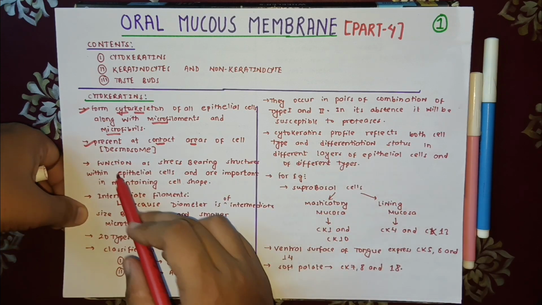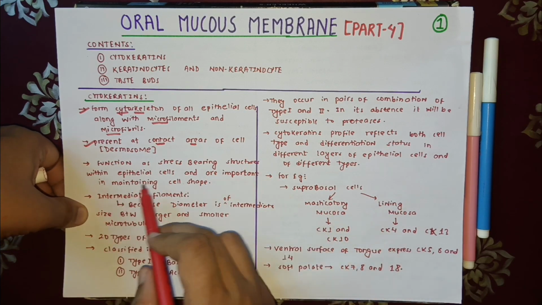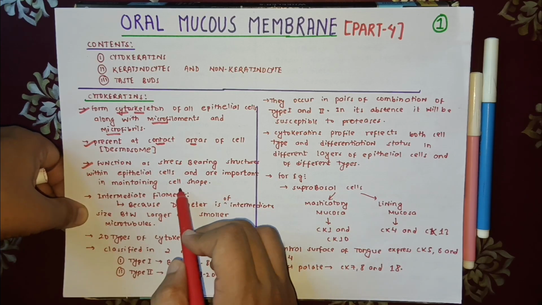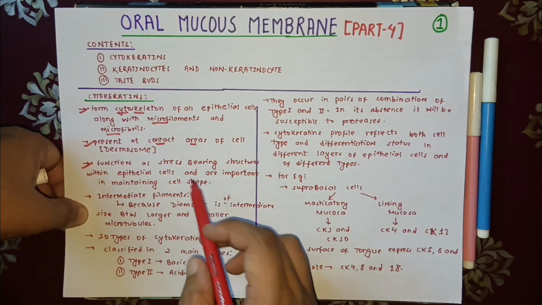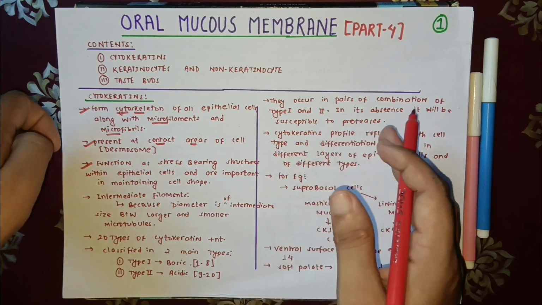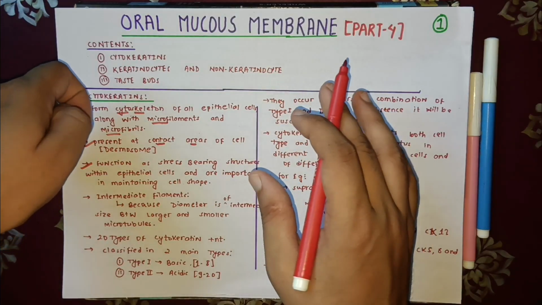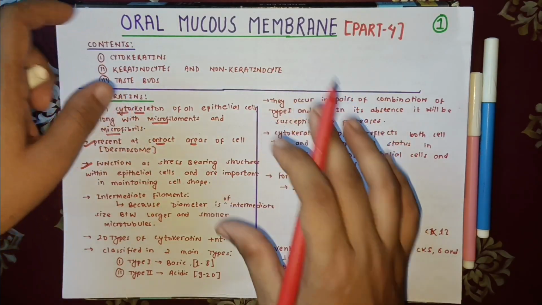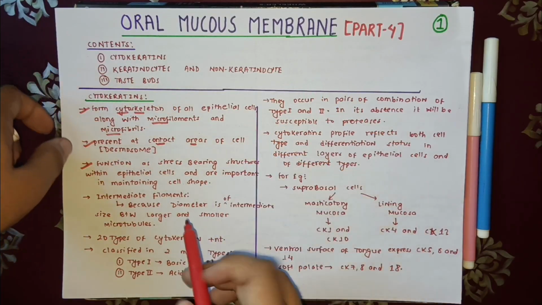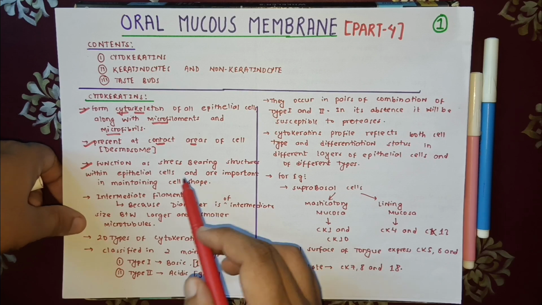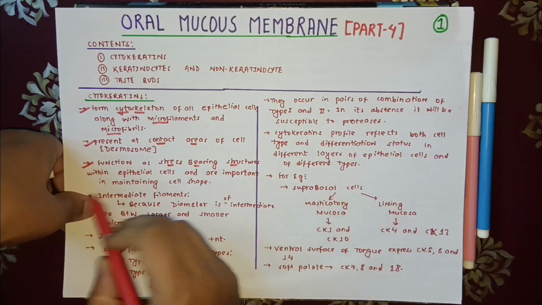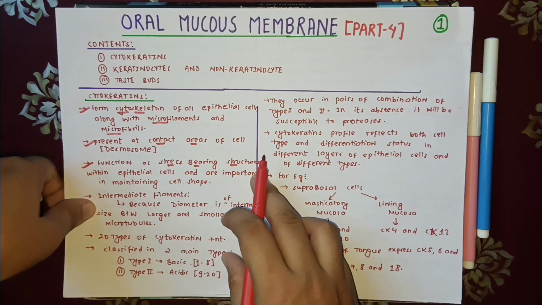After that, they function as a stress bearing structure within the epithelial cell and are important in maintaining the cell shape. Maintaining the cell shape comes under the cytoskeleton. Just relate it with our body: we have bones that give us proper shape, and the skeleton also helps us in resisting the stress and the forces. So it functions as a stress bearing structure within the epithelial cell. It is easy to understand.